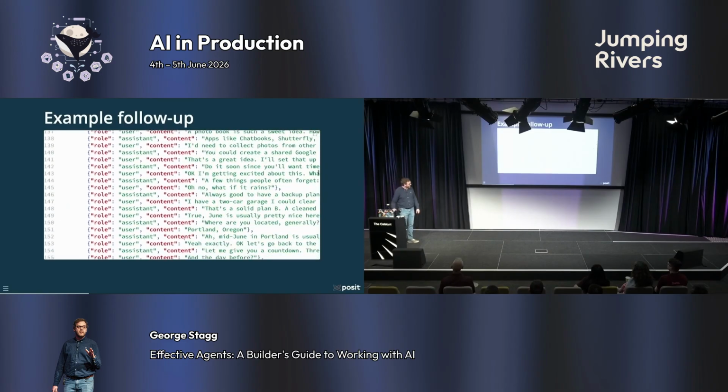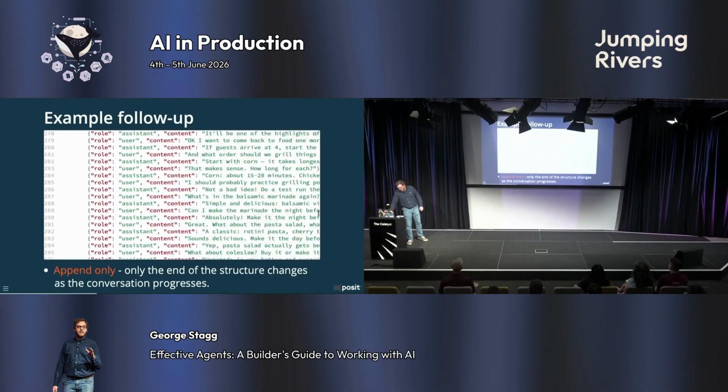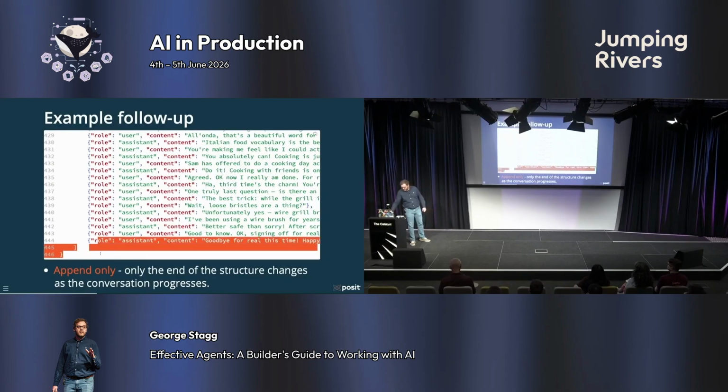And every time that someone sends another message, you get another message at the bottom of the list. It's an append-only data structure if you're having a single linear conversation. And all that's going to happen is right at the end, you're just going to change this part and everything else stays the same. Well, you pay for it all anyway. You pay for it again and again. That's going to become more important later when I talk about caching.